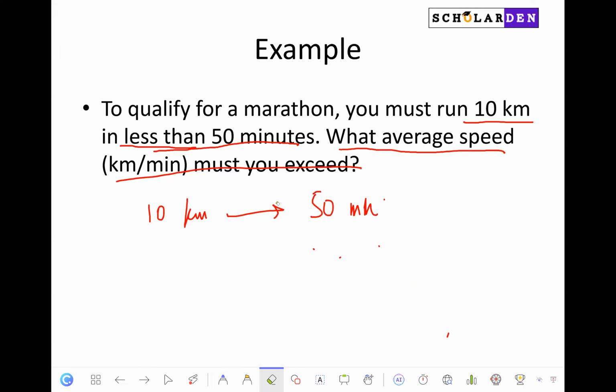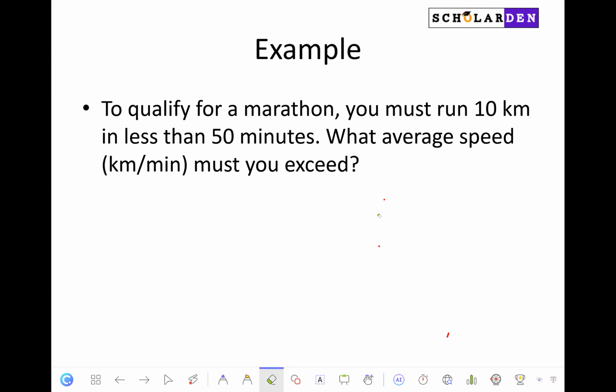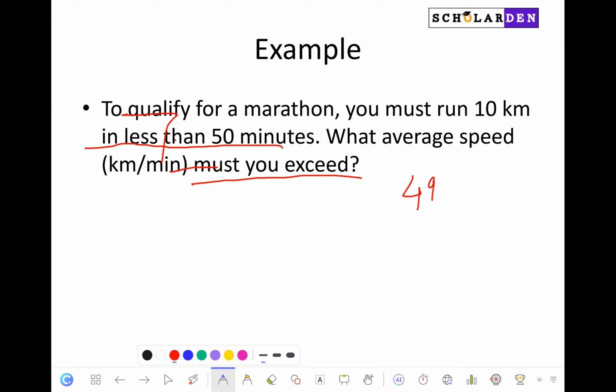Is that clear? As I mentioned earlier, because I haven't really explicitly covered the rates part, I want to stay away from solving it using the rates method. So our speed must exceed 0.2. What we want to find out is the boundary over here. Why is this our boundary? Because we want to cover the distance in less than 50 minutes. So let's say 49 minutes and 59 seconds. That's a valid time because we want to do it in less than 50 minutes.